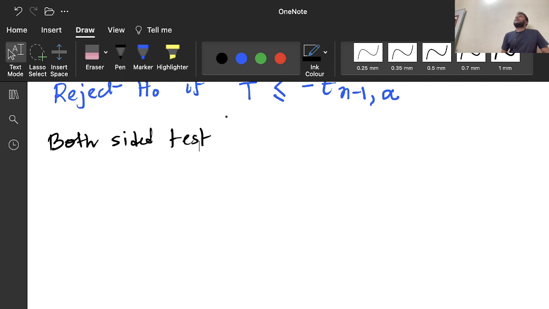So we will see another thing. This is a parametric test, because in principle we are assuming that the underlying distribution is Gaussian. So this is a parametric test, and in this course we will also see the non-parametric test. So okay, let's do that both-sided test.